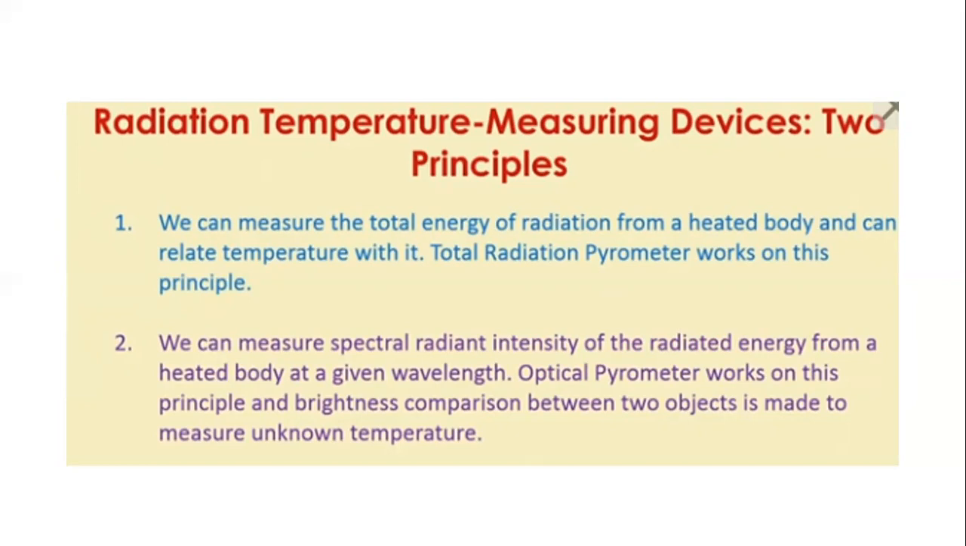For a body with a temperature above 650 degrees Celsius, the total radiation pyrometer will accept the complete radiation emitted from it. And the other one is the selective radiation pyrometer. We know that the radiation emitted from the heated body will contain visible spectra, ultraviolet, and infrared radiation.